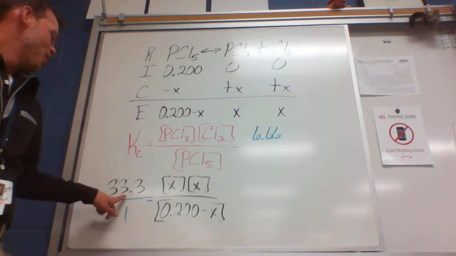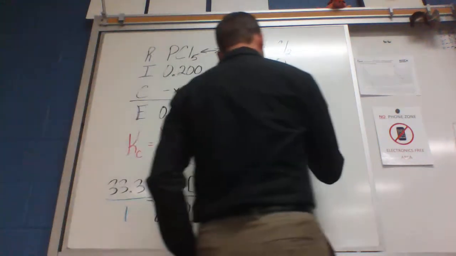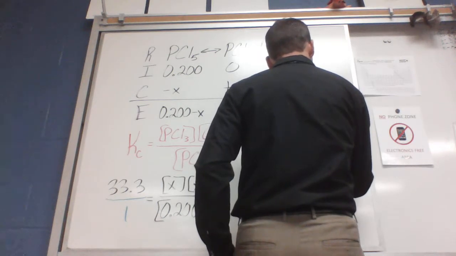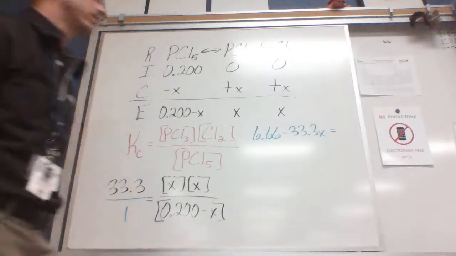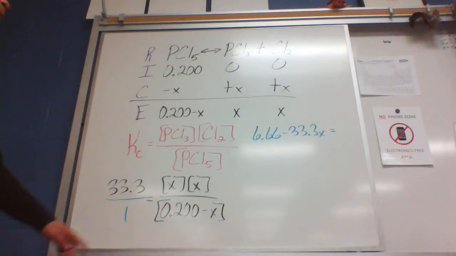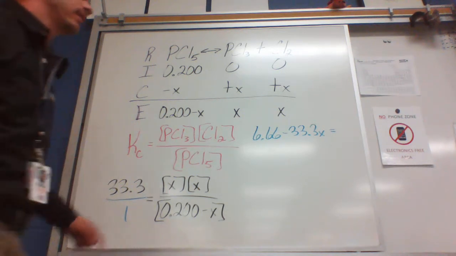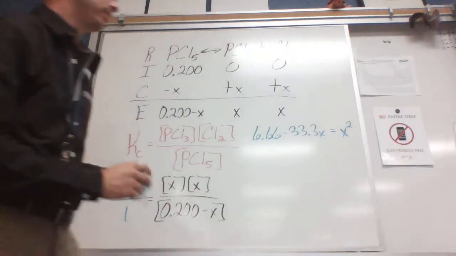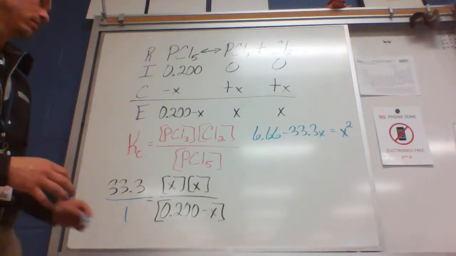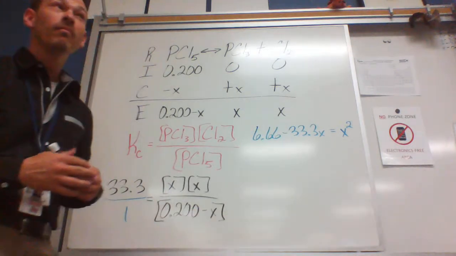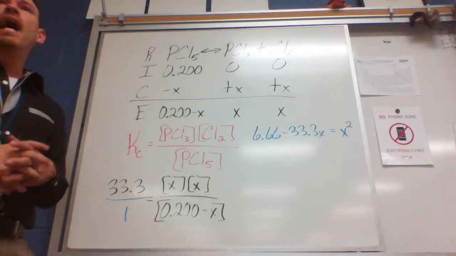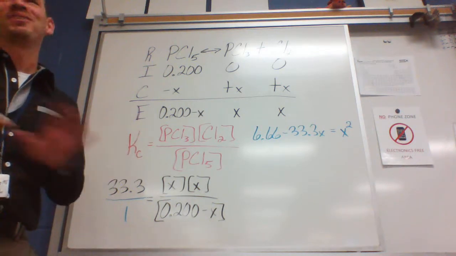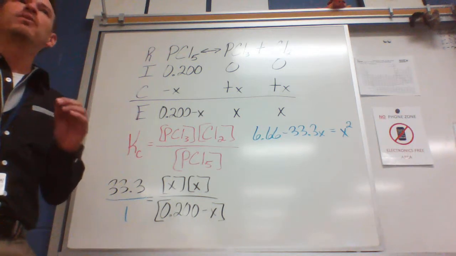Anyway, 33.3 times x will be 33.3x. And then what is 1 times x times x? X squared. Are we factoring this? Now, no, we don't want to. That's the reason you have the calculator. We don't want to solve this by hand. All right. What we want to do is have the calculator do it for us.